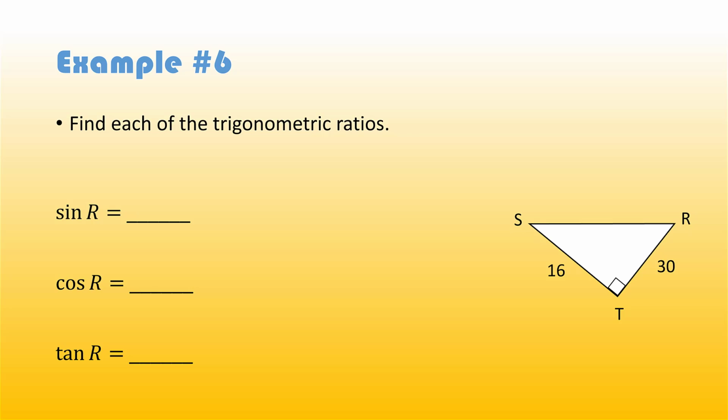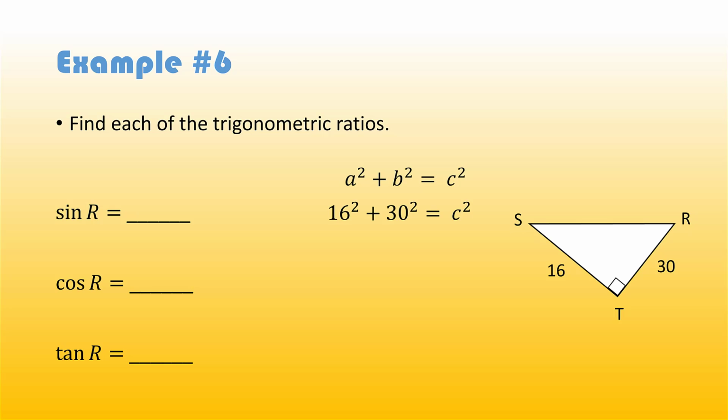All right, here's another problem, but the first thing I notice here is I am missing the side SR. Before I even start doing any trigonometry with this and finding ratios, I want to have all 3 sides. This is a right triangle, which means we can use our Pythagorean theorem. A squared plus b squared equals c squared. I'm going to plug 16 and 30 in for a and b because SR, the unknown side, is my hypotenuse.